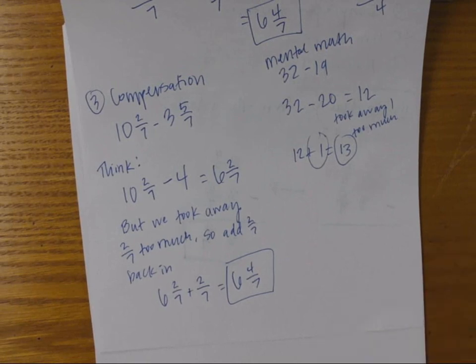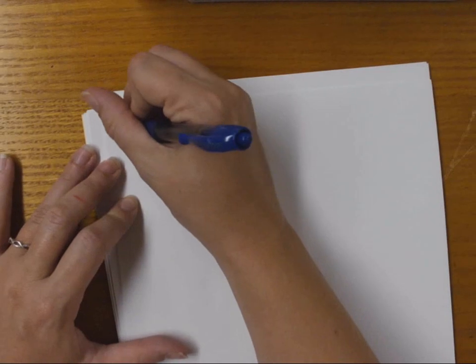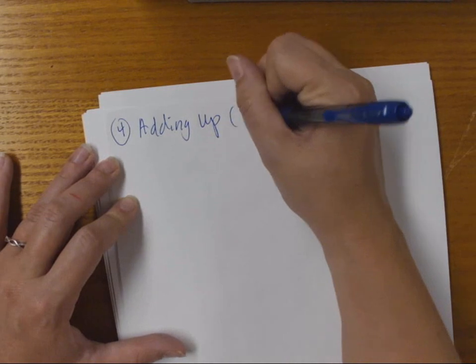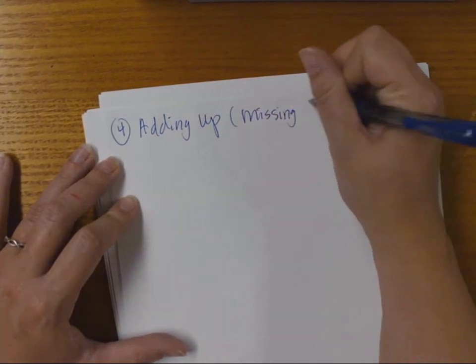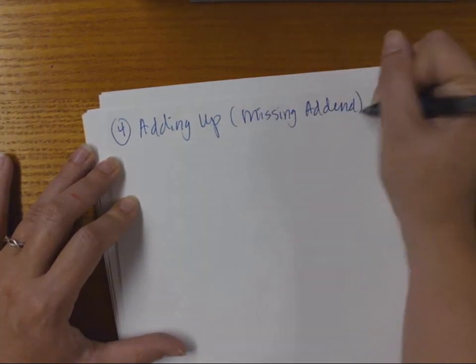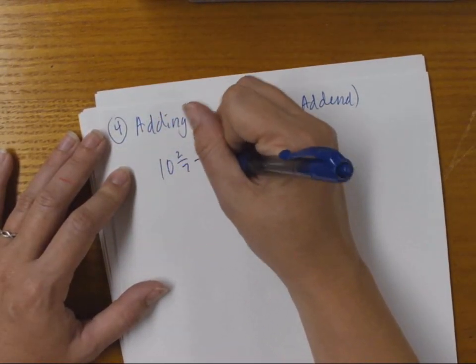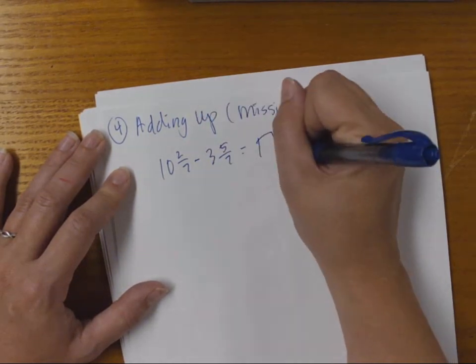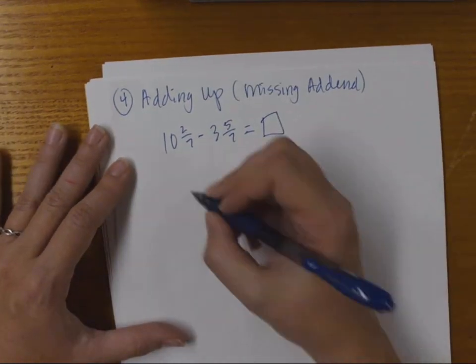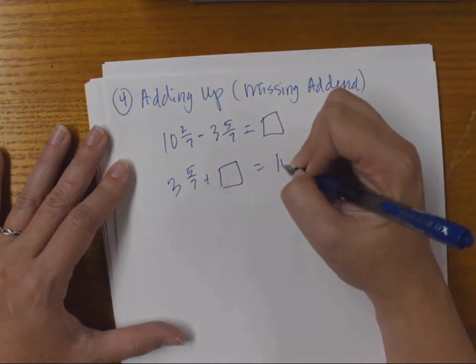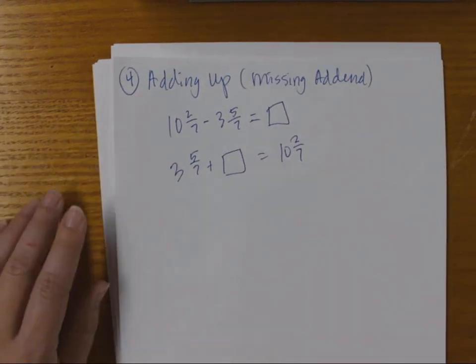Okay, and then the last one is adding up. That's very, very similar to the missing add-in. You're just doing it with fractions. So the fourth way was adding up, which is basically your missing add-in method. So 10 and 2/7 minus 3 and 5/7 equals what? I can turn that around into an addition problem: 3 and 5/7 plus what equals 10 and 2/7? And let's do it piece by piece.